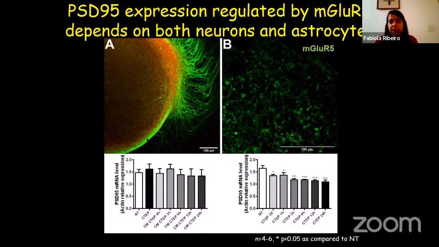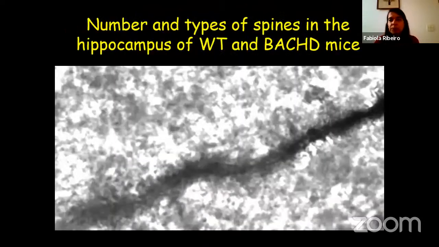So we believe that somehow blockage of mGluR5 in astrocytes leads to the alteration of some factor that is not released, maybe trapped in the membrane, and this factor that we are yet to identify changes PSD95 expression in neurons. But we still have to do more experiments to really clarify this cell signaling pathway. But as we observe change in syntaxin and PSD95 expression, we decided to look into the spines.